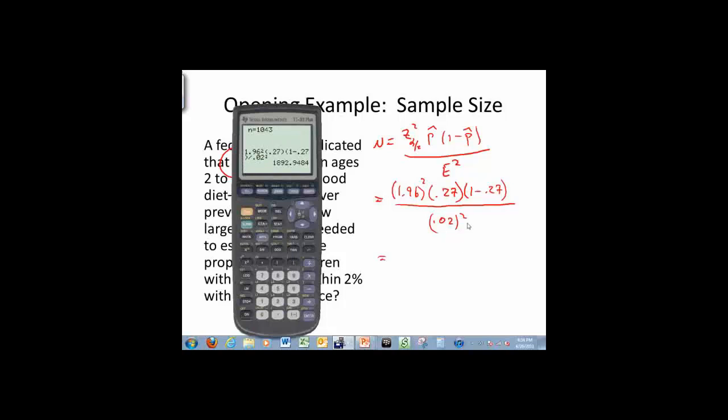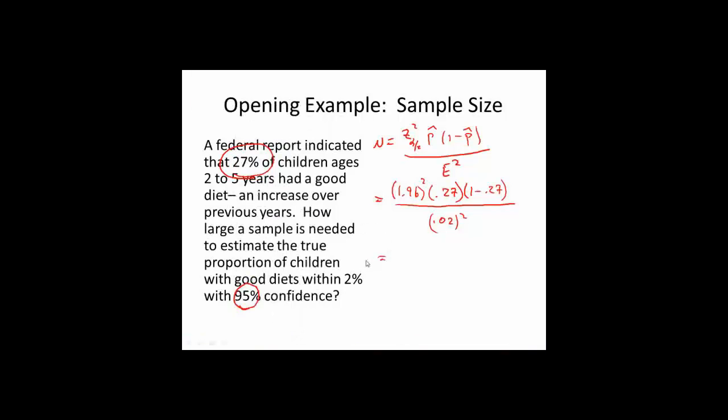And since we have a decimal answer, we know we're going to round up to the next integer. So that means in order for us to get 95% confidence and have an error of 0.02, we need to go out and sample 1,893. So n is 1,893.